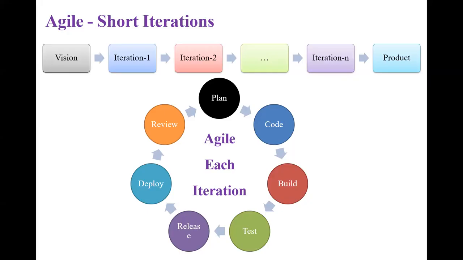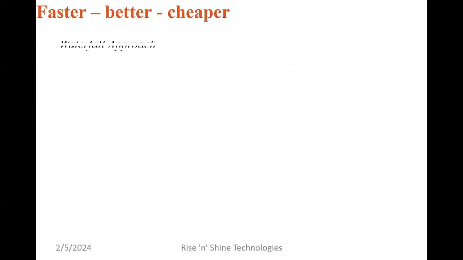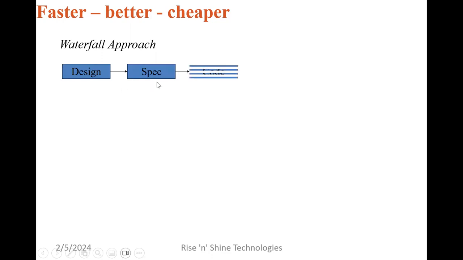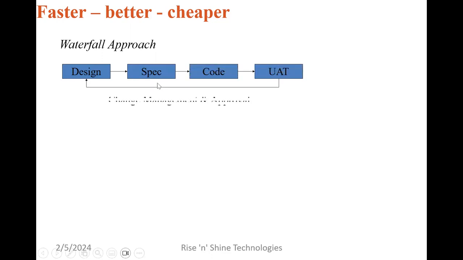Okay, that will come back. But to get a better release of the product, on-time delivery, on budget, Agile has been introduced into the projects. Faster, better, cheaper. The waterfall approach is: design it and get the spec, then finally code, then UAT, then launch. And in the UAT, the client is reviewing. If it is okay, it will be launched. Otherwise, go back and review all these phases once again. That is a time-consuming process.